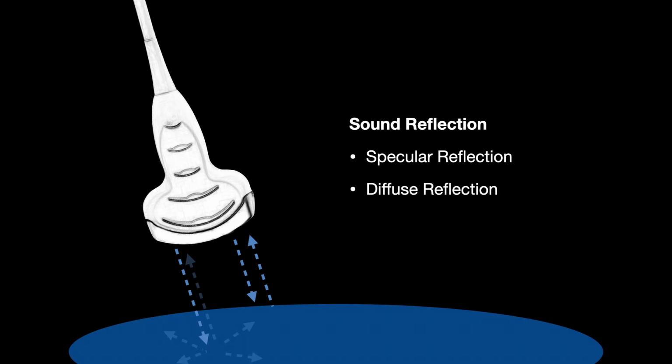And the components of these tissues then scatter the reflected sound waves. So what returns back to the probe and what's displayed on the screen is this echo texture that has some mid-gray appearance and is very textured in its appearance.